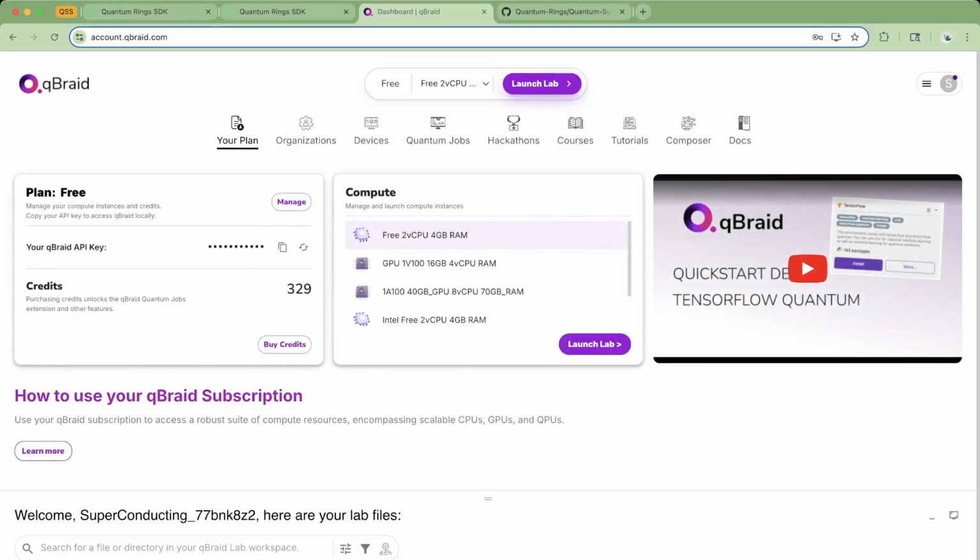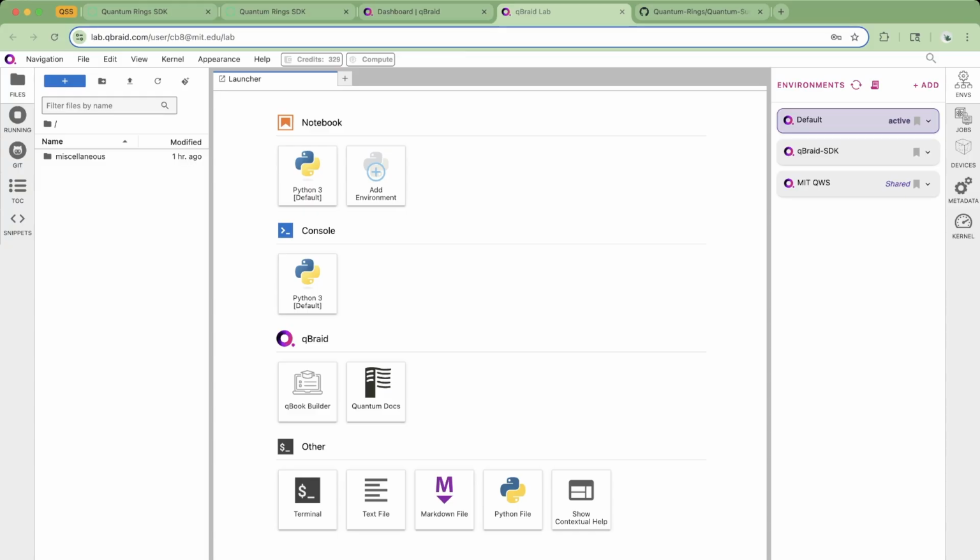Okay, and then once you're in your Qubit dashboard, you can see this button, Launch Lab. So we're going to launch the lab. And it will bring up a page that looks like this. This is a Jupyter lab where we can have our Jupyter notebooks.